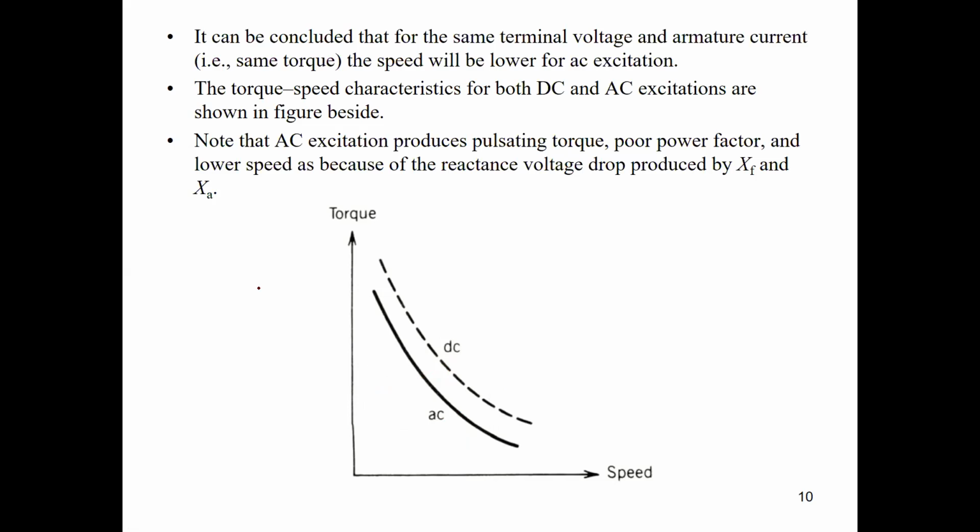So assume we have constant load torque here. This means if you supply it by AC, you will have lower speed compared to the same machine if you supply it by DC. So you will have higher power in case of DC. Is it clear? Okay.